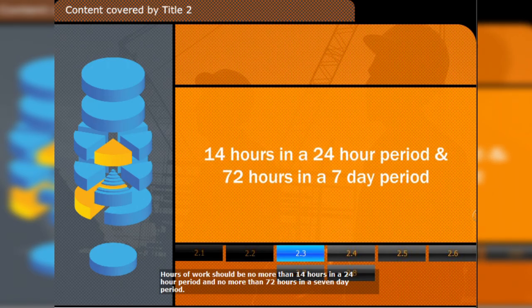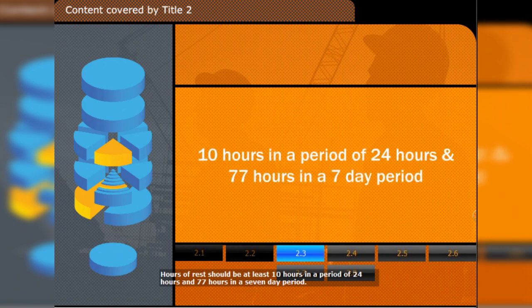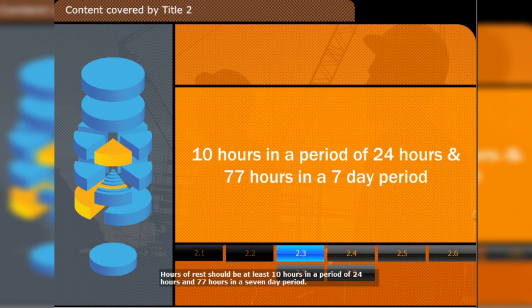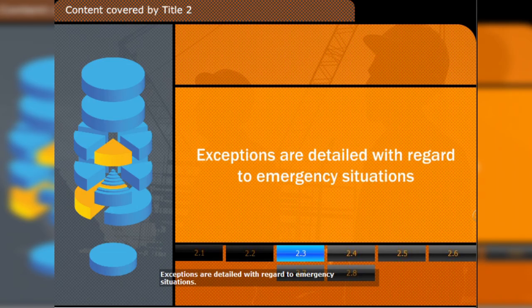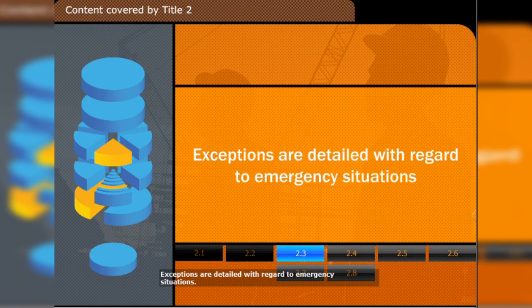Hours of work should be no more than 14 hours in a 24-hour period and no more than 72 hours in a 7-day period. Hours of rest should be at least 10 hours in a period of 24 hours and 77 hours in a 7-day period. It also requires that seafarers are given 1 day of rest each week. Exceptions are detailed with regard to emergency situations.